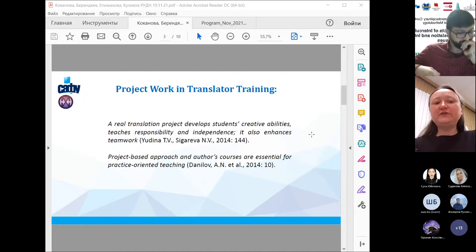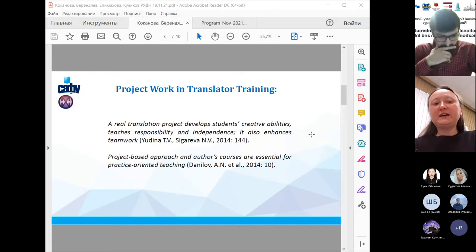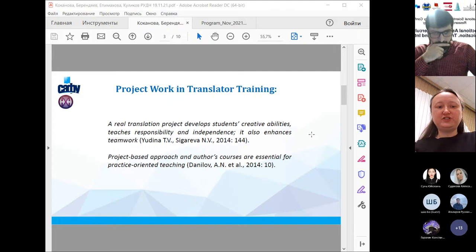It is admitted that fulfilling a real translation project instead of working with training texts helps students update and integrate acquired knowledge and skills. It develops their creative abilities, teaches responsibility and independence. It also enhances teamwork. And it is important to know that the project-based approach together with author's courses is believed essential for practice-oriented teaching.